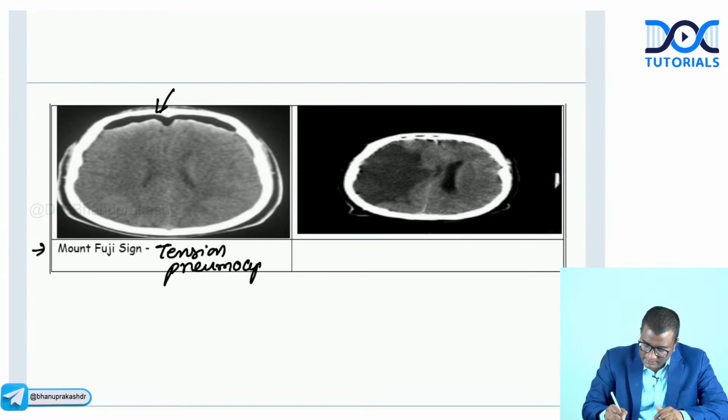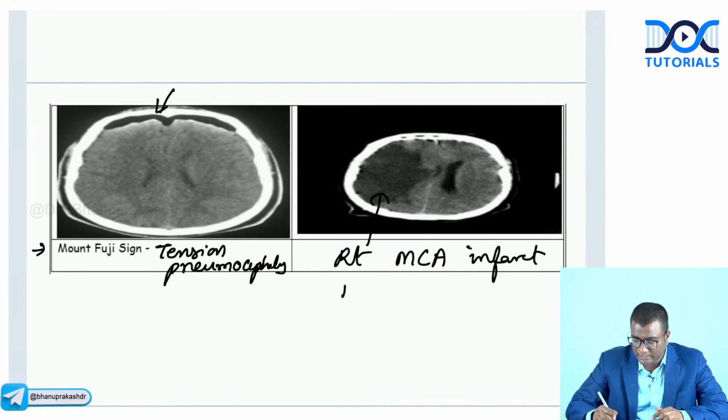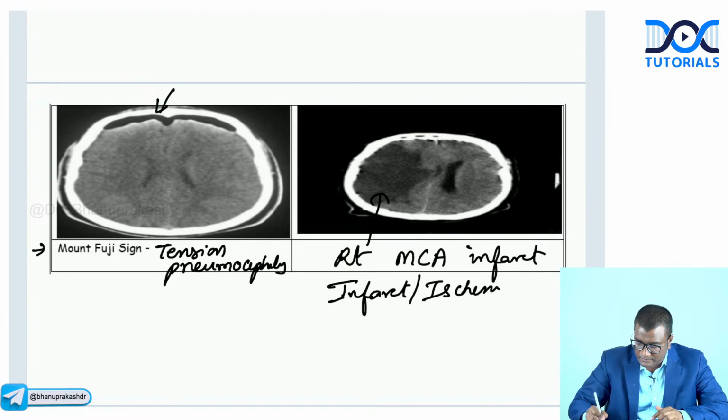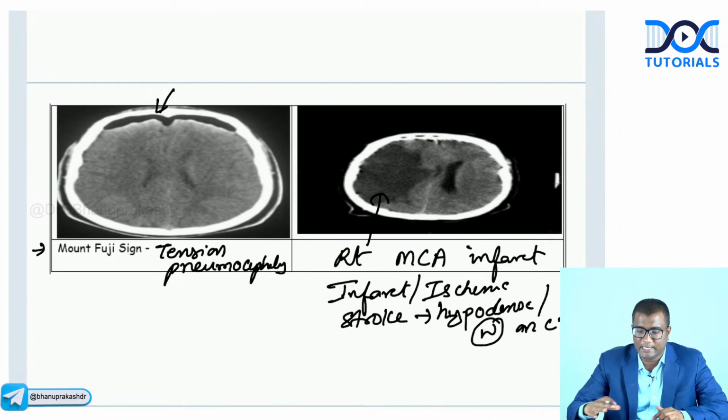Tension pneumocephalus. This is a right MCA infarction, right? So the classic right MCA infarct, hypodense area. So infarcts, or ischemic strokes, can be hypodense, that is black, or normal on CT scan. Sometimes it can be normal or it can show this hypodense area.